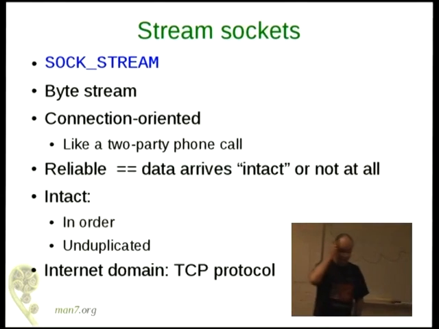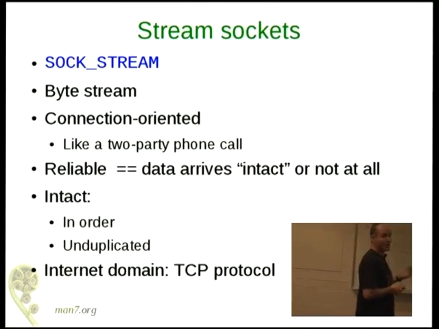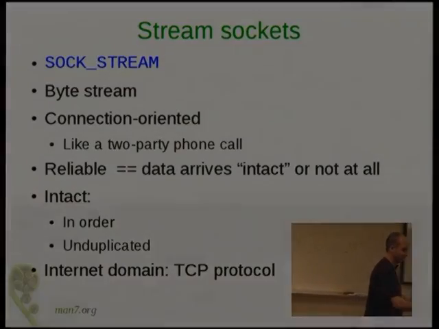A stream socket is reliable. What that means is either the data arrives intact or it doesn't arrive at all. In other words, things just broke down completely. Intact means it arrived in order and unduplicated. In the internet domain, this is accomplished over the TCP protocol.